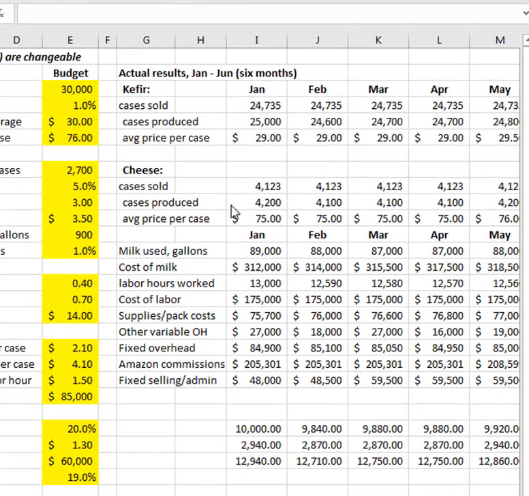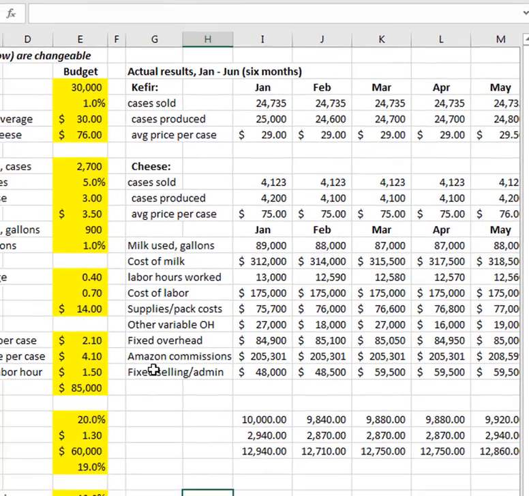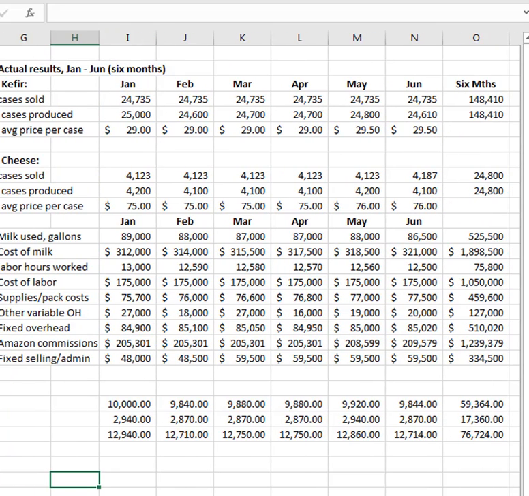So you can see here you've got actual results now in your kefir 2 file, and you have 6 months' worth of data. So you know the cases of kefir that were produced and sold. A little bit of difference between what was produced and sold, not a lot. Over the 6 months, they produced and sold exactly the same amount, but not in every single individual month. And then they made some of the cases in cheese. So they did follow your recommendation.